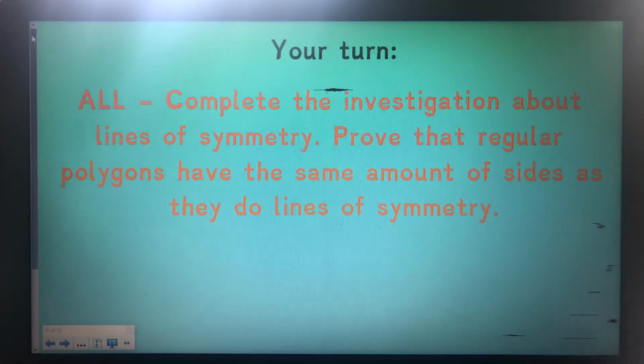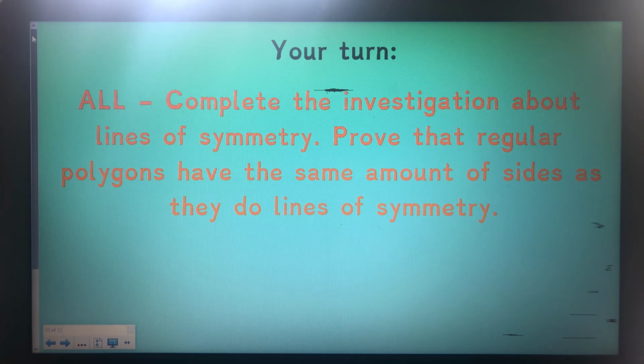Okay. So now we're going to do some work. So it's your turn. For all of you, I would like you to complete the investigation about lines of symmetry. I've just told you that regular polygons have the same amount of sides as they do lines of symmetry. I want you to prove that. There's no point me just telling you things and you not learning about it, experiencing it, and doing it yourself. So I want you to do it yourself. There's a sheet on there that I want you to complete to prove that fact, okay?